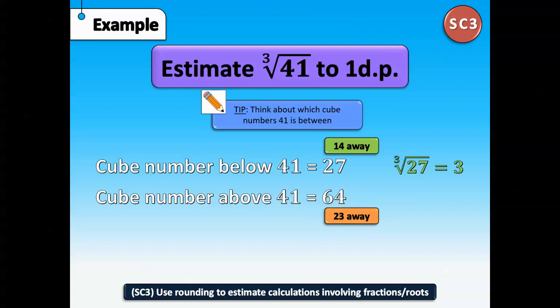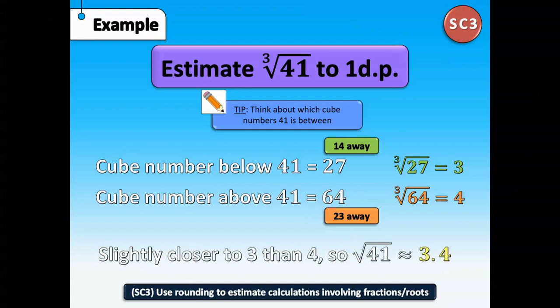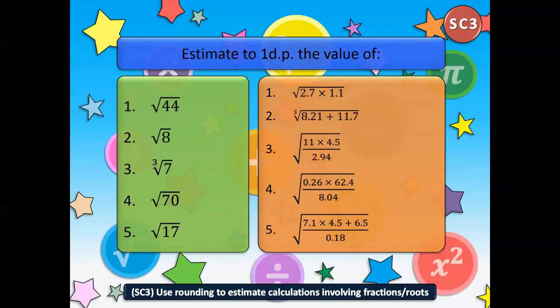The cube root of 27 is 3, and the cube root of 64 is 4. So our answer is going to be in between 3 and 4. And because 41 is closer to 27 than it is to 64, our answer needs to be closer to 3 than it is to 4. So the cube root of 41 is 3.4 approximately.